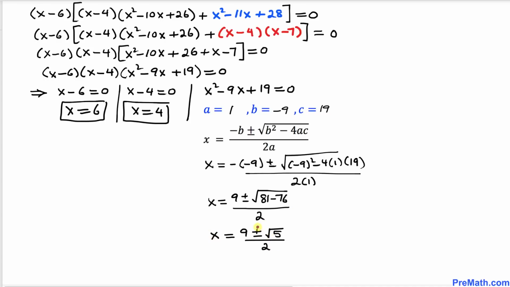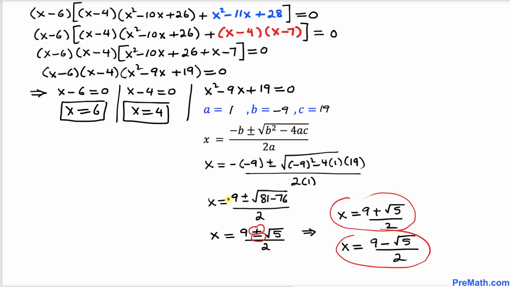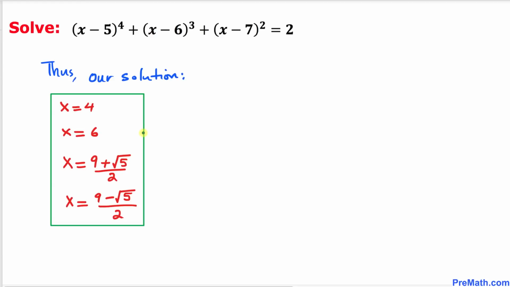And now let's go ahead and split the sign, positive and negative. So our x values are going to be, the first one, 9 plus square root of 5 divided by 2, and the other x value is going to be 9 minus square root of 5 divided by 2. So we got these x values, 1, 2, 3 and 4, and thus here's our solution, and that's our final answer.